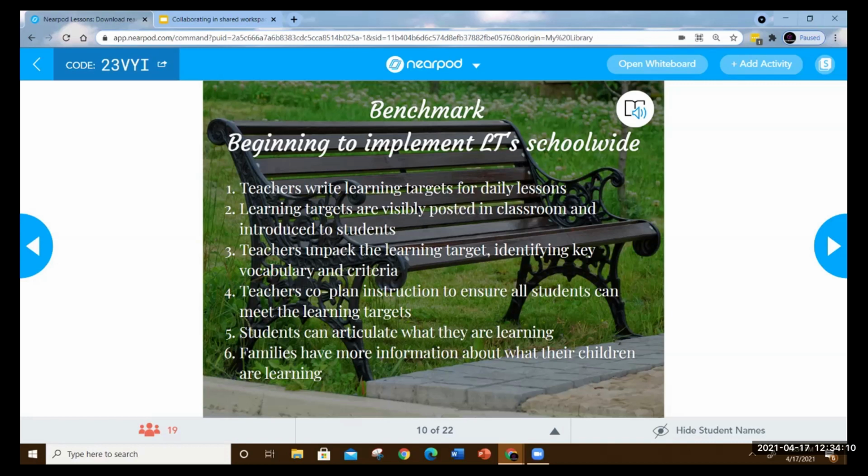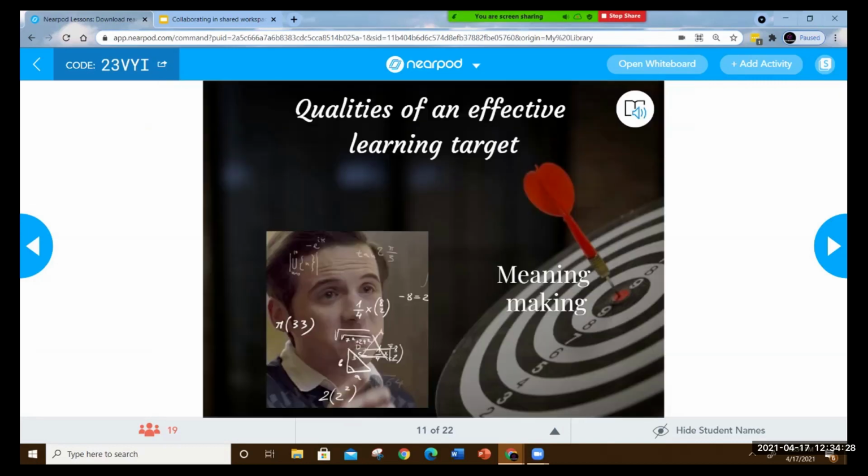Then the great thing is that your families are going to have more information about what your children are learning because you can share these with the families so that they can then start interacting with the students and asking them questions about what they're learning. And we're going to get to that a little bit later on too. We'll circle back there. So benchmarks are important.